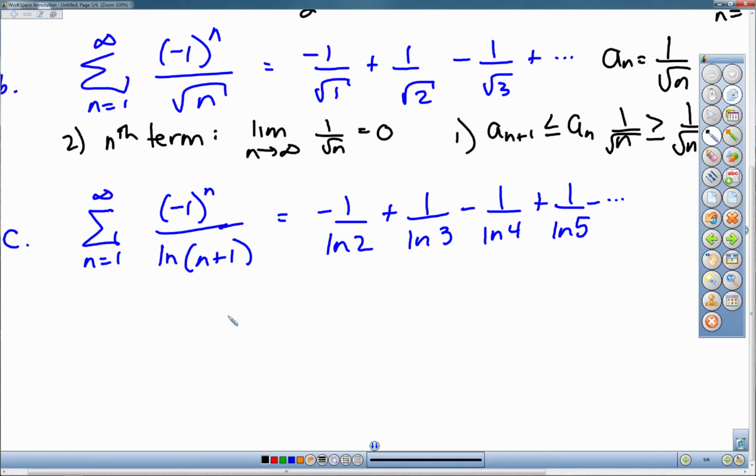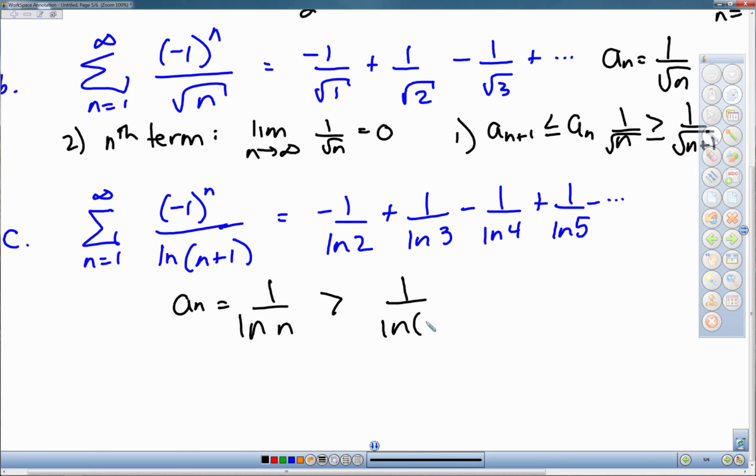So let's go ahead and we immediately notice the alternating nature of the series. So let's analyze. We have that the nth term is clearly greater than the term that comes after it. Our terms are decreasing. We essentially have that a sub n is equal to 1 over the natural log of n. And this is going to be greater than 1 over the natural log of n plus 1. So the first condition is met.